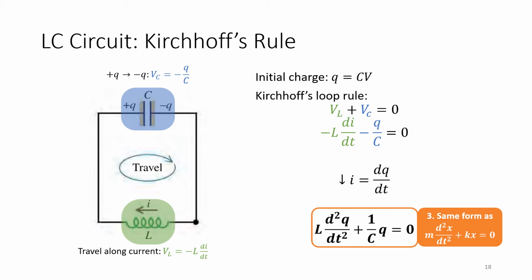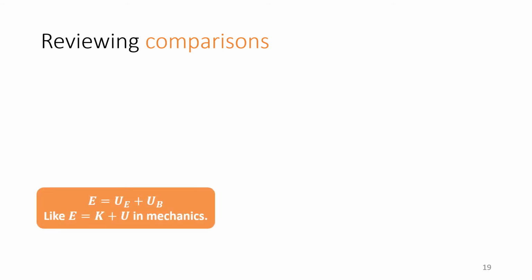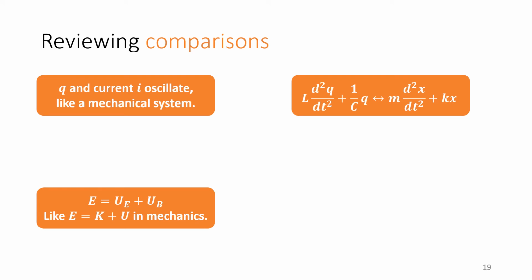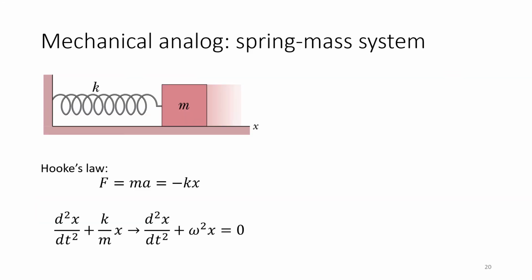Another piece to the puzzle is that LC circuits act like a familiar mechanical system. Upon reviewing the similarities we've stated in the last 3 slides, namely the energy diagram similarities, the oscillating values for charge and currents, and the differential equation, we can confidently assert that this LC circuit has a mechanical counterpart, the spring mass system. Now would be a good time for a throwback to your Hooke's Law dynamics in Physics 71.